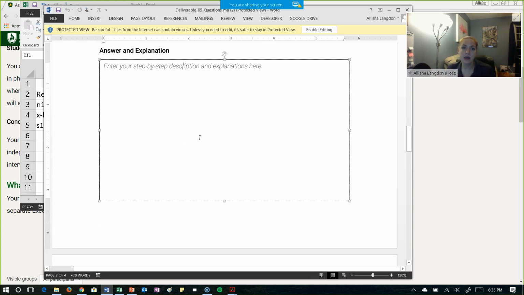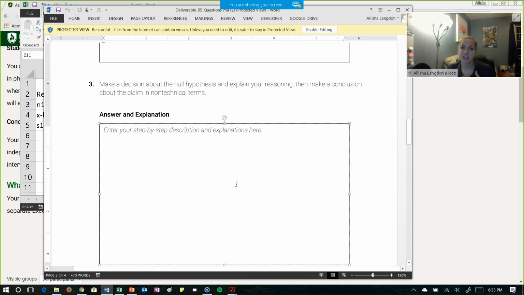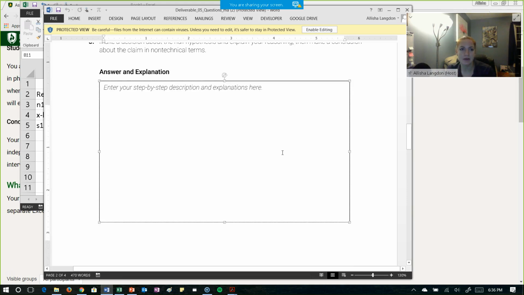And then 3, make a decision about the null hypothesis and explain your reasoning. So do we reject the null hypothesis, or do we not reject the null hypothesis? And then make sure you put that claim back into non-technical terms. So that's where there is sufficient evidence or there is not sufficient evidence. And then you put the claim. To support the claim that, blah, blah, blah.